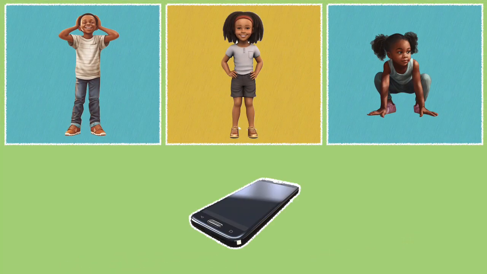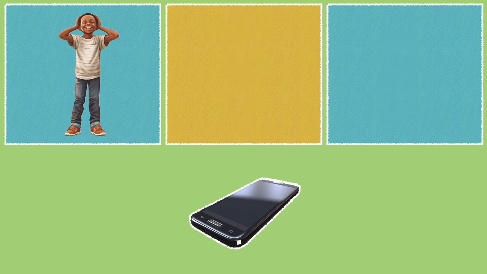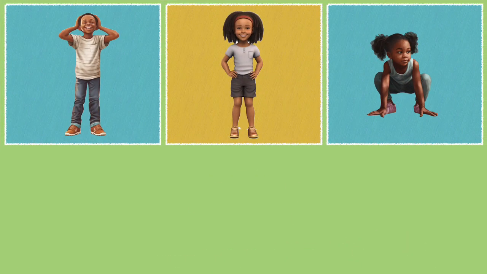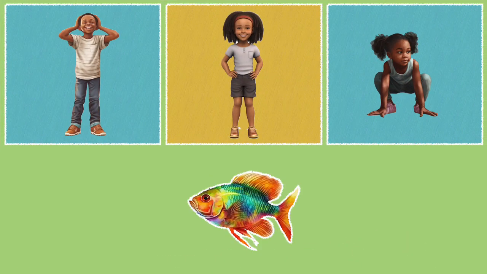Phone. F, o, n. Show where the f sound is in phone. F is the beginning sound. Fish. F, i, sh. Show where the sh is in the word fish. Sh is the ending sound in fish.